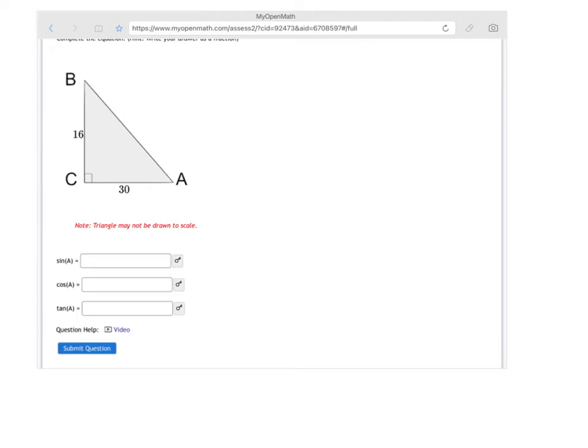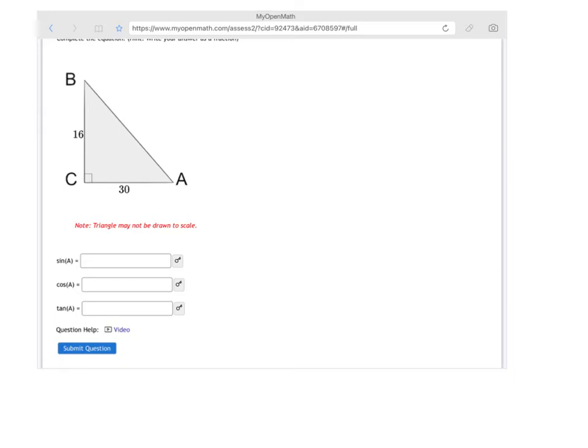So 16 squared plus 30 squared is going to equal 1156, equal to x squared. Do the square root of both sides, and you get that x is equal to 34. So the hypotenuse is 34.